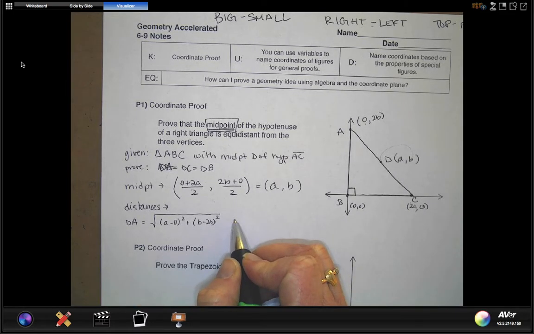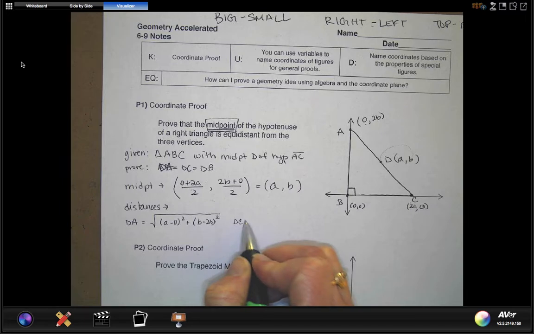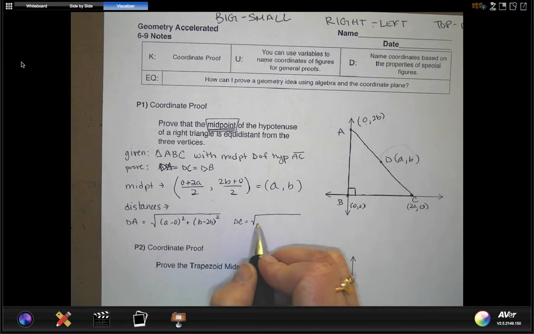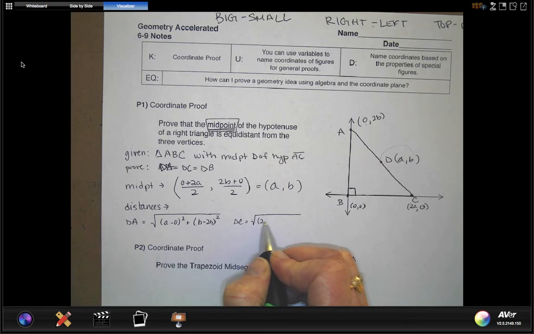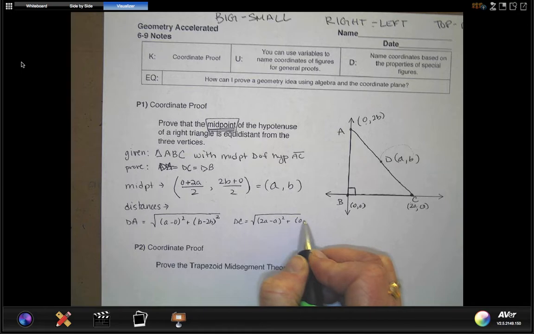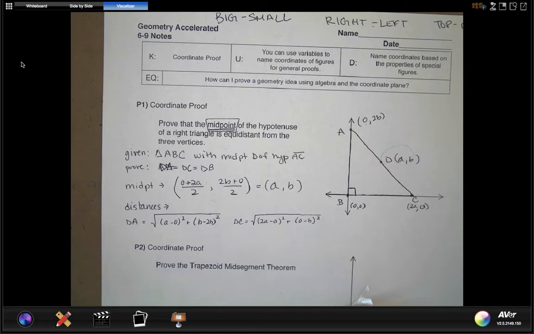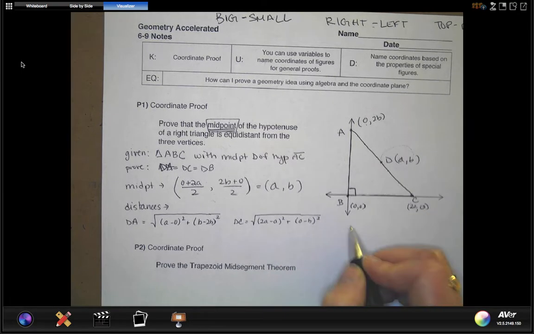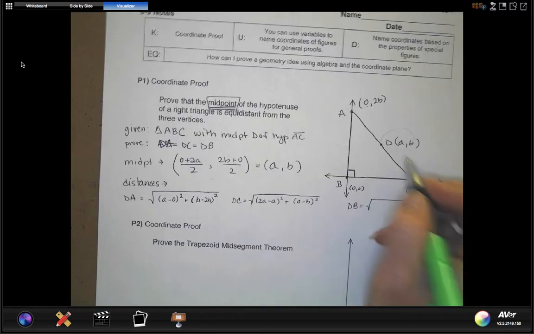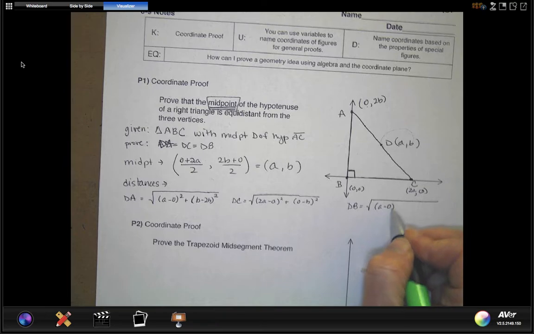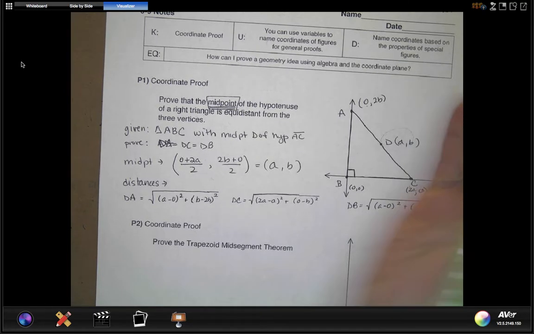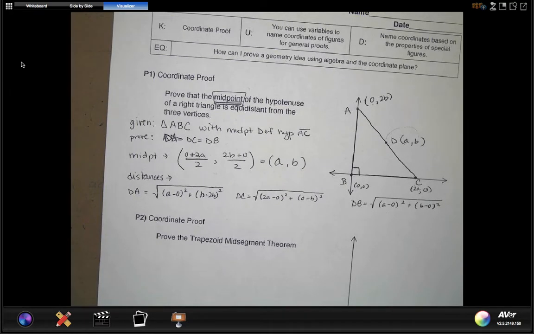Then for DC, again, I'm going to do this one minus this one. So 2a minus a squared plus 0 minus b squared. And then DB would be a minus 0 squared plus b minus 0 squared. So again, I'm just picking the rightmost one minus the leftmost one.